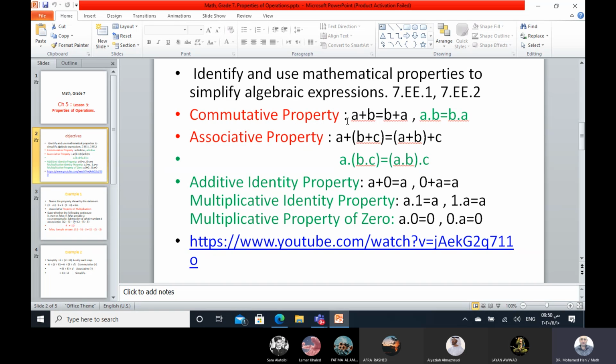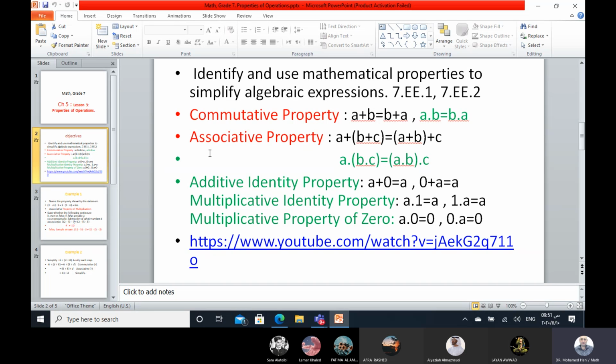Commutative property. We have two kinds, for addition and for multiplication. A number and B number: A plus B equals B plus A. When you change the place of the same numbers, the answer will be the same. And for multiplication, A times B equals B times A. This is the meaning of commutative.